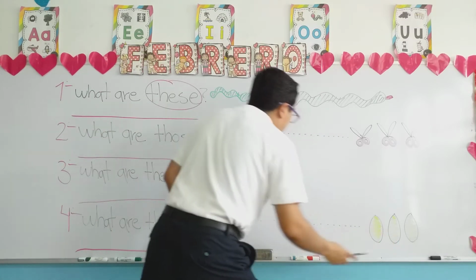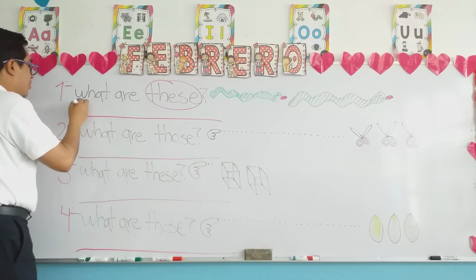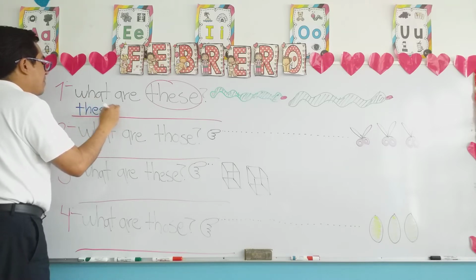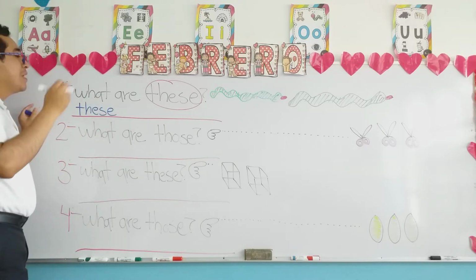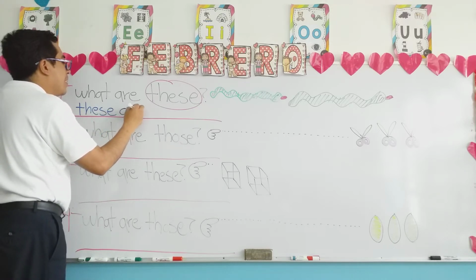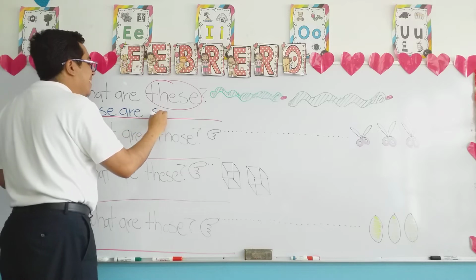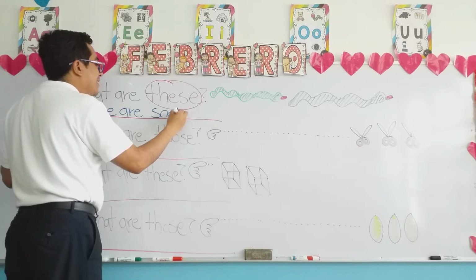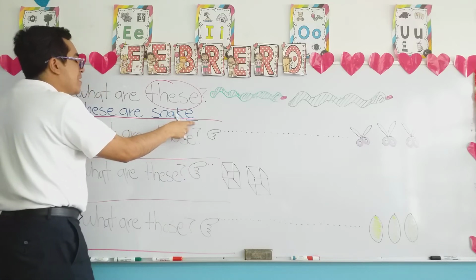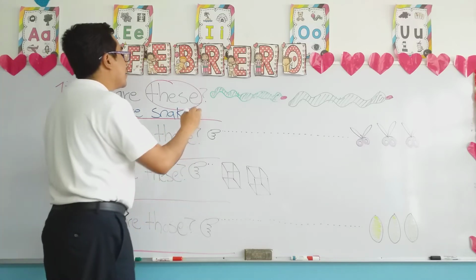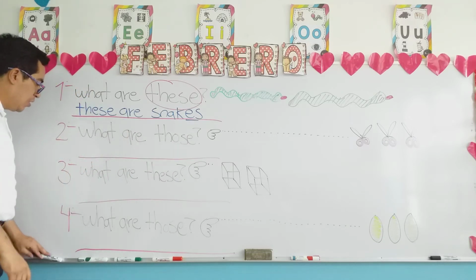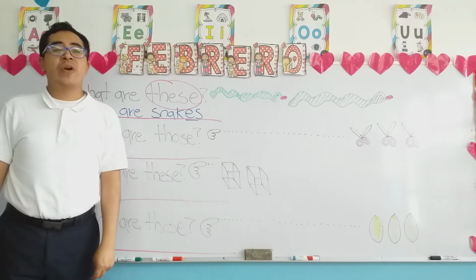So, this is additional information. Esta es información adicional. No está en sus study books, ¿ok? Es únicamente para que recuerden lo que trabajamos el día de ayer. These are snakes. Now the object finishes with letter E, so we add S. Snakes. Let's continue with the second question.